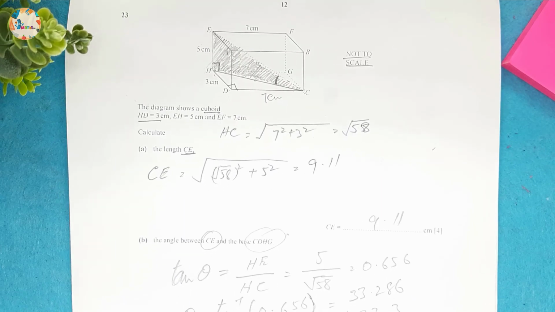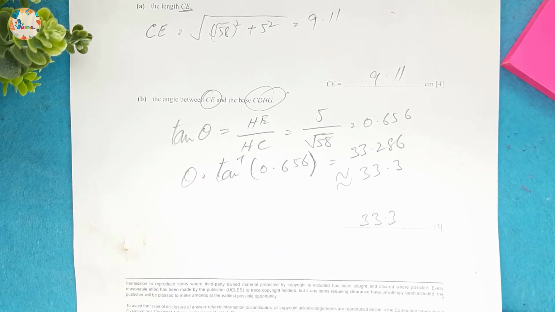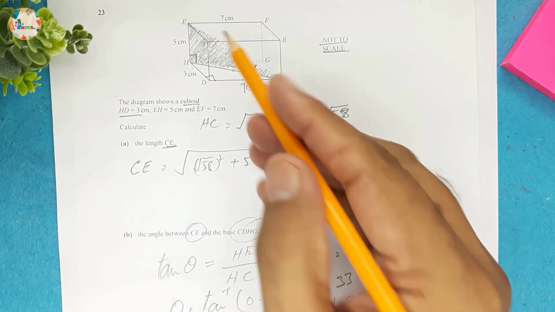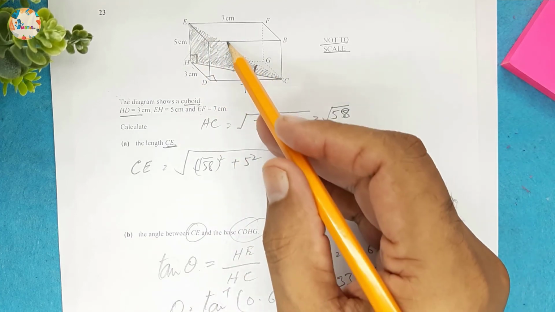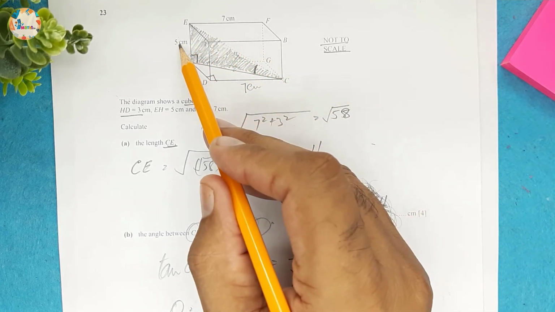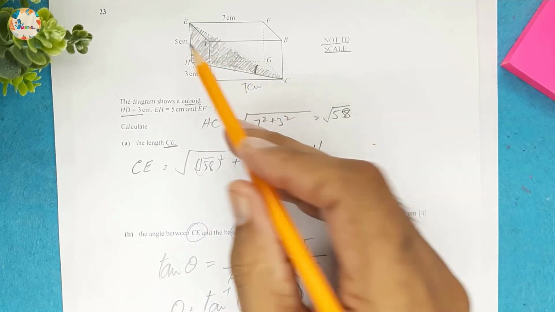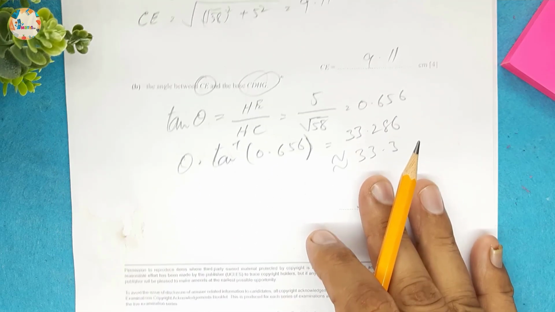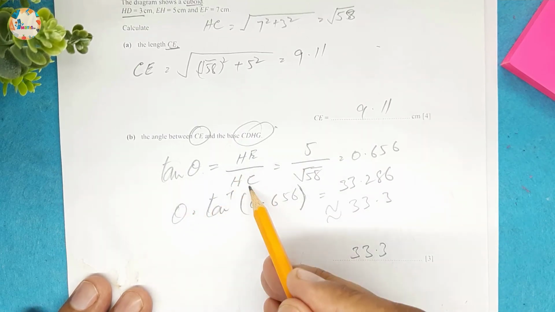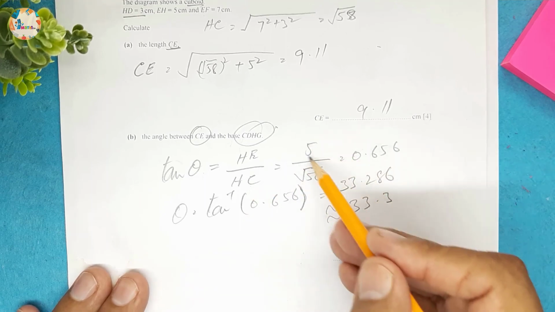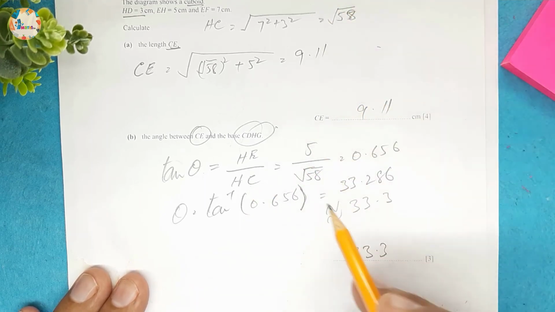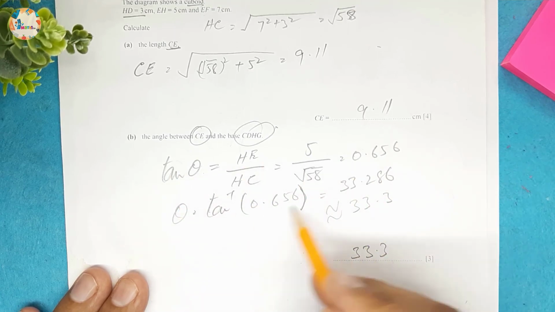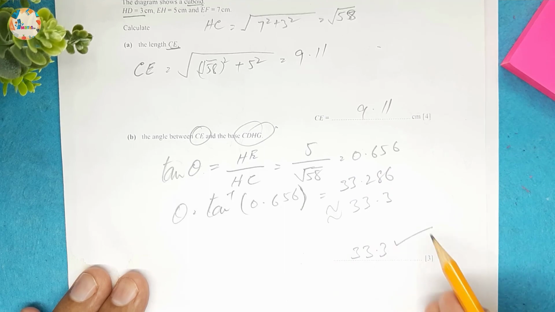I'll move the page above so that you can see this part. So I'll re-explain. This is tan theta, which is this one. For this triangle you can take tan theta, or you have this side also, so you can take sine theta. In case of sine theta, it will be EH over EC, which will be 5 over 9.11. Whatever, I have taken tan theta, so tan theta will be equal to HE over HC. This will be equal to 5 over under root 58, which results in this. So tan inverse, we will shift tan to the other side. So theta is equal to tan inverse of this value, which results in 33.3.